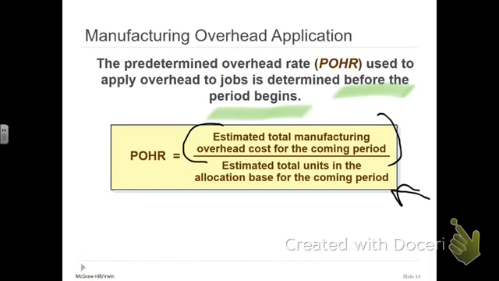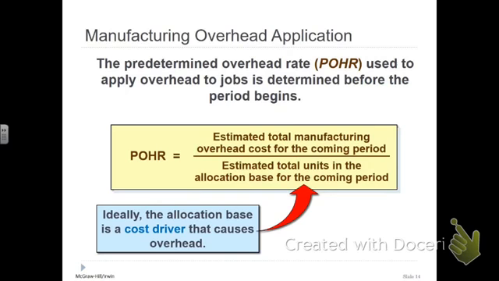How many decks am I going to build? Or how many labor hours? Or how many machine hours is the machine going to work? Notice, there's an estimate going into the top. There's an estimate going into the bottom. So this predetermined overhead rate is quite simply the best guess for how much I'm going to use next year based upon some rate. There are a lot of estimates going into this.